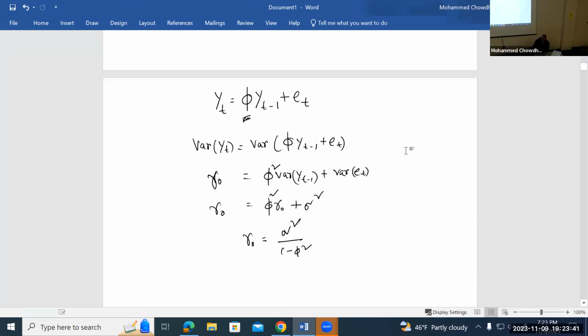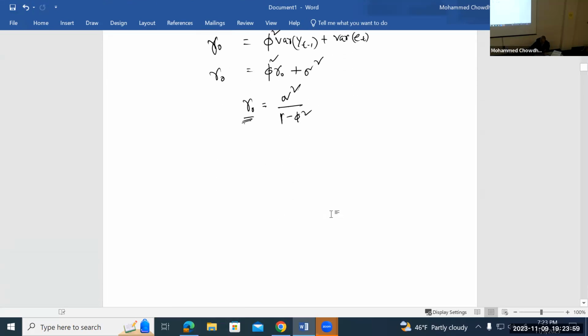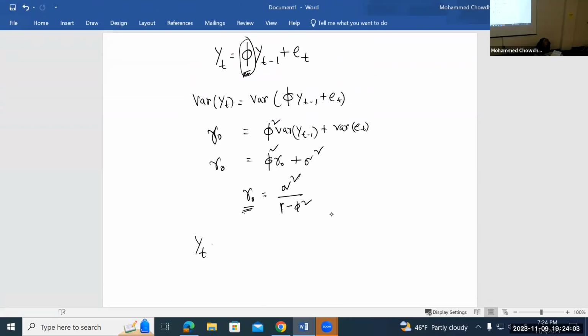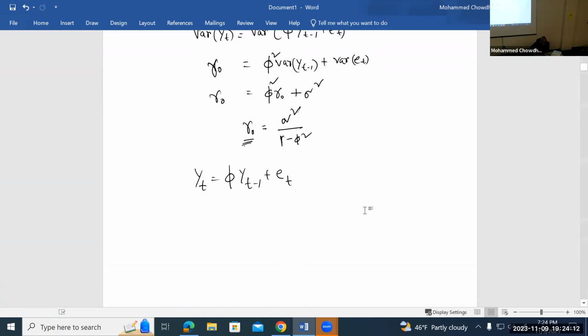Now take a look at this. I expressed this gamma zero in terms of sigma square over 1 minus phi square. The purpose is to get the estimate of phi. Let me write the equation again: Yt equals phi yt minus 1 plus et, the first order autoregressive model. Now multiply both sides by yt minus k and take expectations.